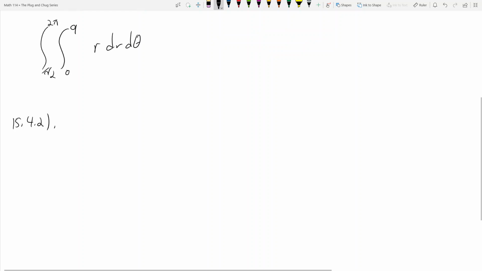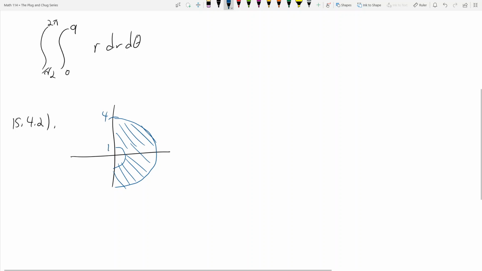And what is it now? So now I have this. I have a tiny circle on the inside, and then a bigger circle on the outside, and it's the area in between them, right? And this guy appears 4, this guy appears 1, this is 4, this is also 1.